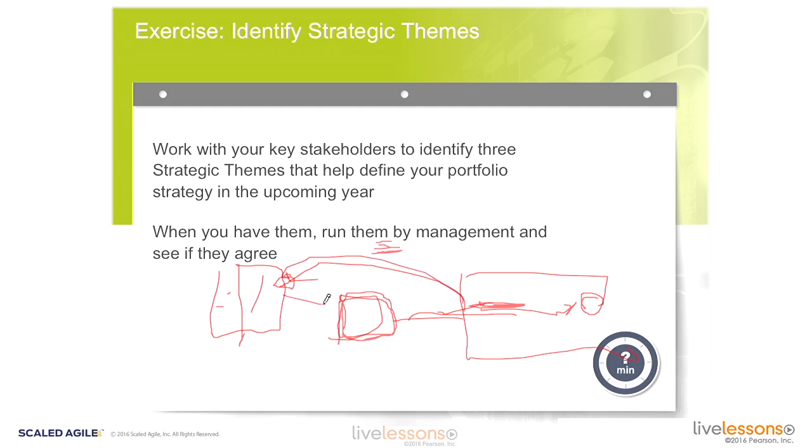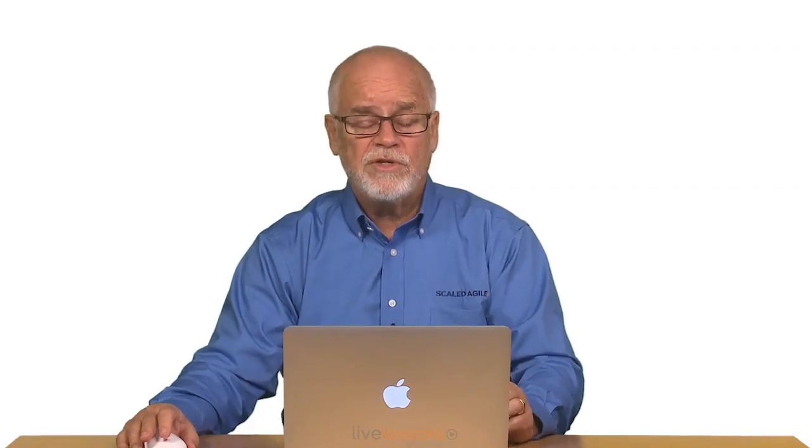So alignment on strategic themes, we think about entropy of the universe always increasing. Second law of thermodynamics. We need to take the time to constrain and to collapse that entropy into a set of agreements that says we're going to do this, this, and this. So take that opportunity when you have a chance to define the strategic themes that will help define your portfolio in the upcoming year.